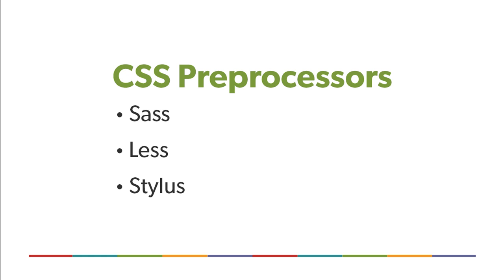There are other CSS preprocessors that you can use besides Sass. Less is the most common alternative, and Stylus is another option that has a smaller following. It's not hard to switch over to a different preprocessor once you know one, so anything you learn in this class should translate easily to another.